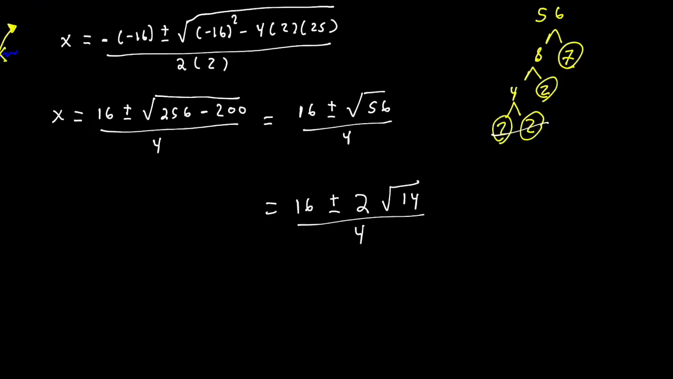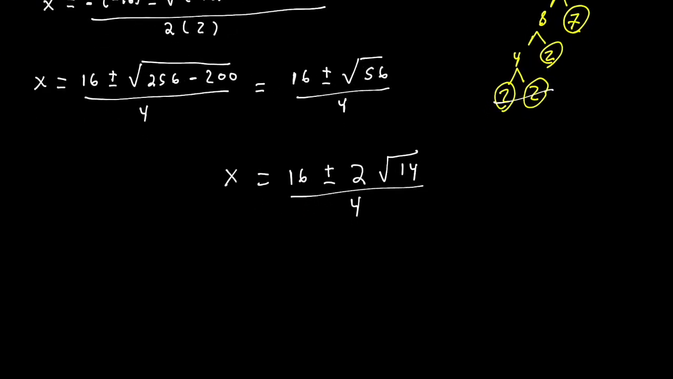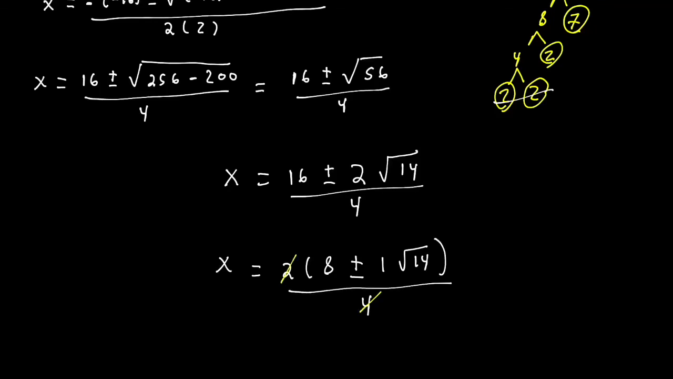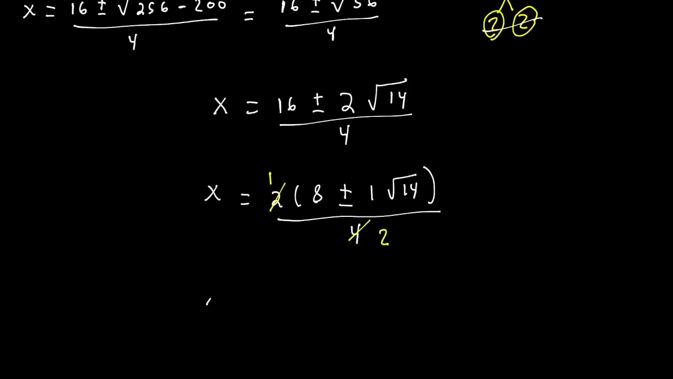Finally, the 16 and the 2, they share a greatest common factor of 2. So I'm going to factor out that 2. 16 divided by 2 is going to give me 8, plus or minus, and then 2 divided by 2 is 1. So we get 1 root 14 all over 4. The 2 over 4 cancels or reduces to 1/2, and we get that the solutions are 8 plus or minus root 14 all over 2.